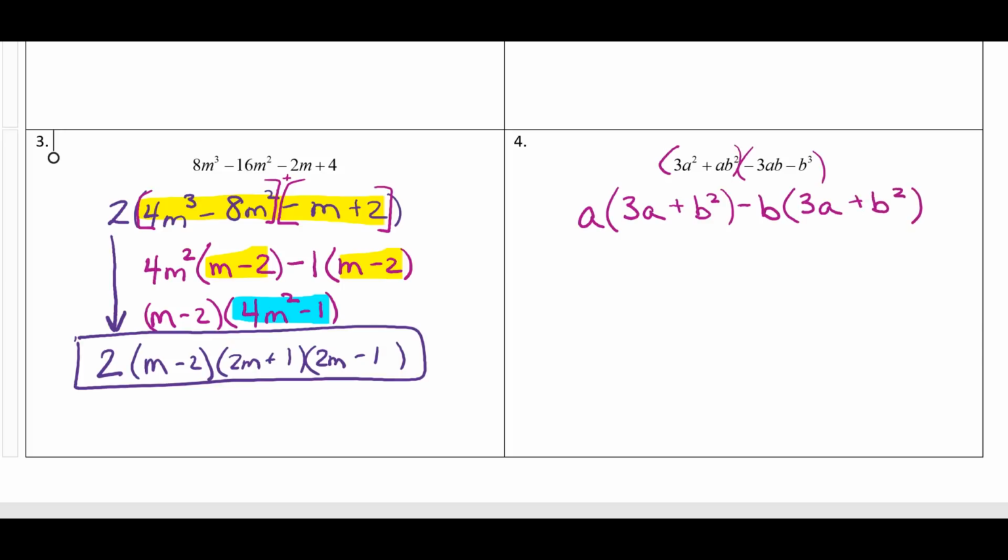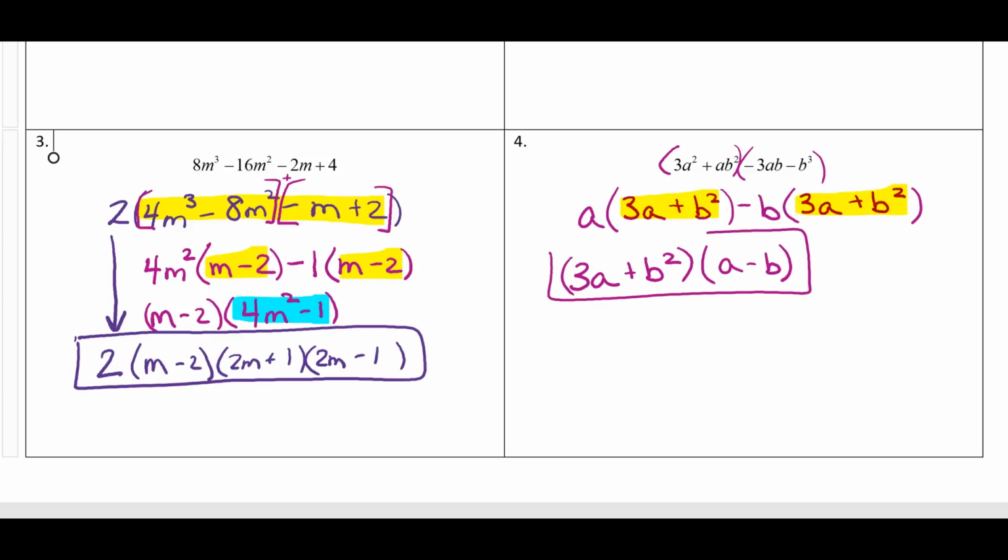So notice this one is set up so that these leftovers here, these terms when we take out the GCF, are the same. So that means our greatest common factor is 3a plus b squared, and our leftovers are a minus b. So when I look, 3a plus b squared isn't a difference, so that doesn't have a difference of perfect squares, and a minus b doesn't have perfect squares. So this here is going to be our answer.